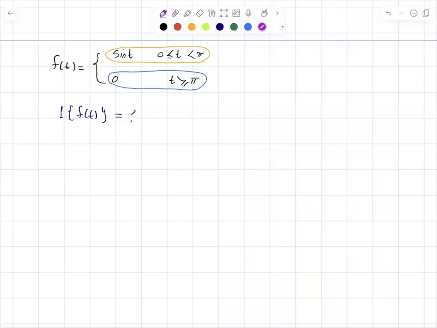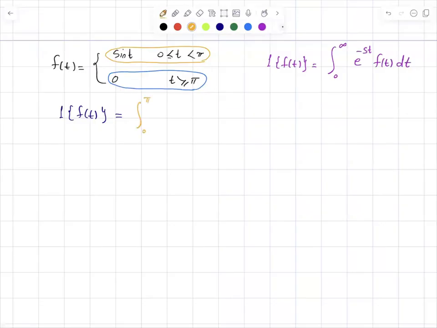Remember the definition of the Laplace transform for a function f of t. It is the improper integral from 0 to infinity of e to the power negative st, f of t, dt. So we're going to apply this formula. Since you have two bounds, you're going to use two integrals. So let's write down our integrals.